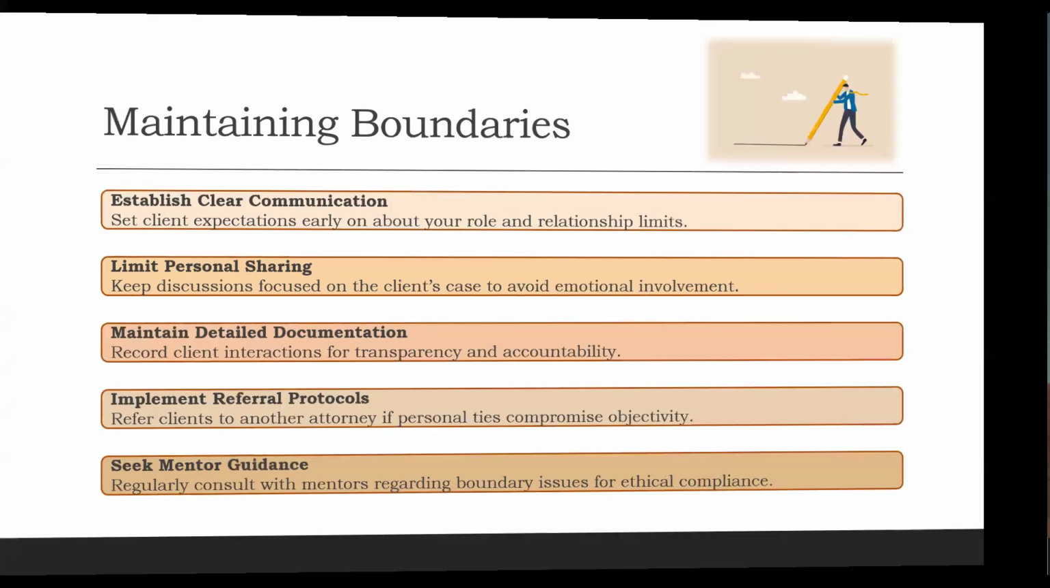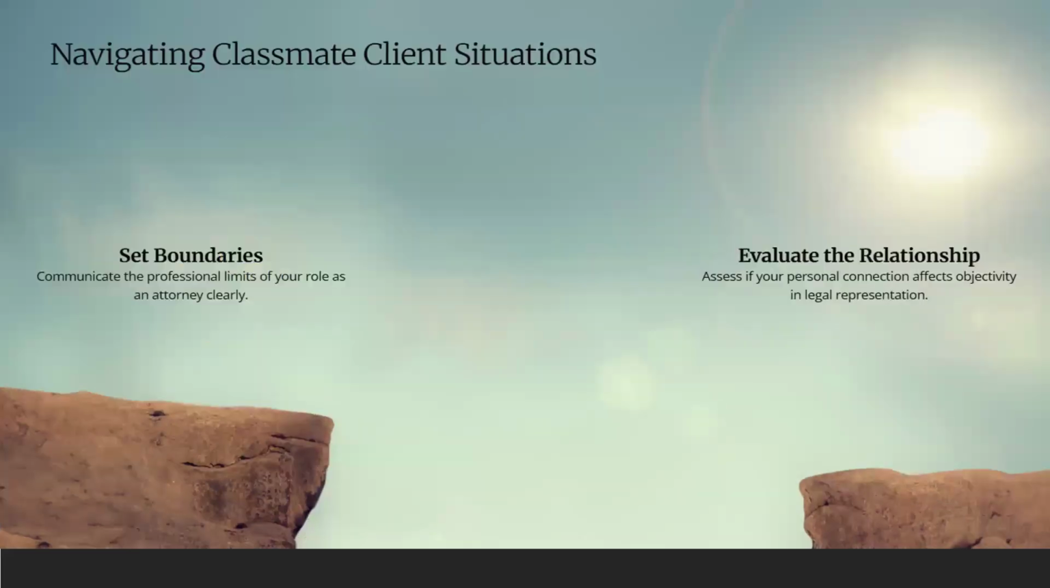Let's consider some scenarios. As an example, you are a student attorney working at your law school's legal clinic. A classmate you know socially asks you to represent them in a housing dispute. You have seen this person at parties and social gatherings, but you don't know them well. So, how should you handle this situation? First, assess whether your social relationship could impair your ability to be objective. Set clear boundaries with your classmate from the beginning. If you feel uncomfortable or think that representing them might affect your judgment, consider referring them to another attorney at the clinic. Now let's consider another scenario.